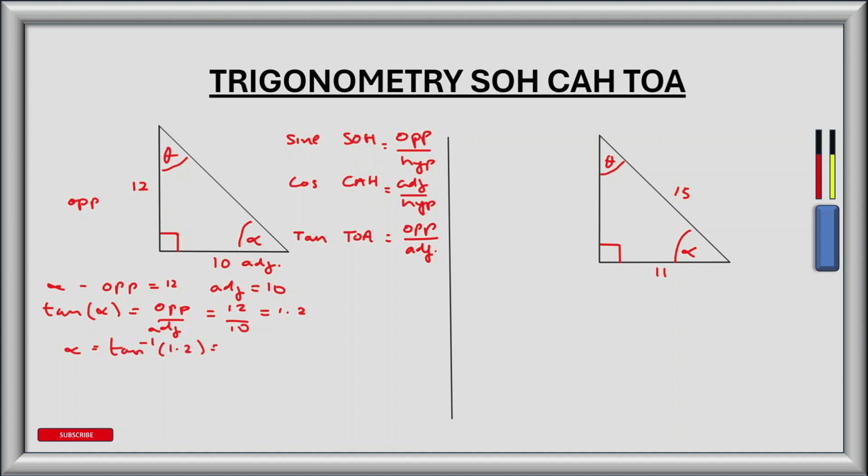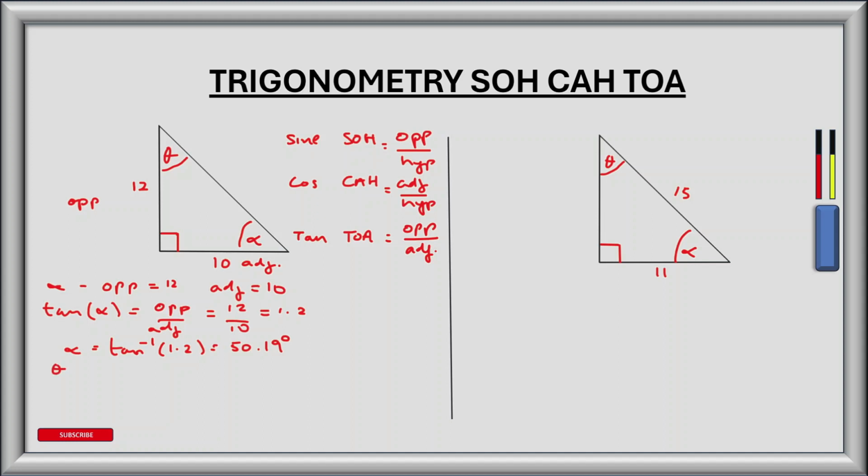So if you get your calculators out and see what the inverse tan of 1.2 is, you'll see that it comes to 50.19, and that's in degrees. So the angle alpha in our triangle is 50.19 degrees. Let's now look at theta.